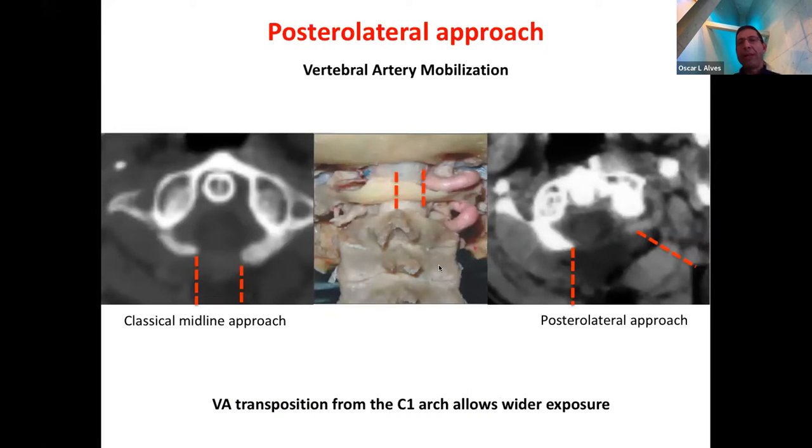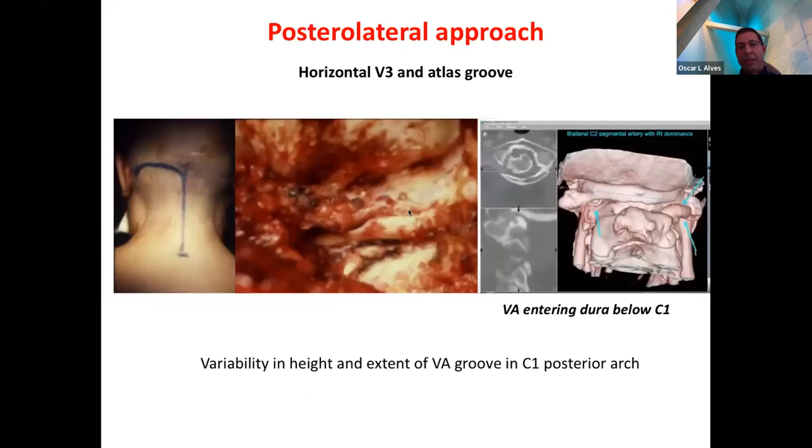So back to the concept of the posterolateral approach. This is your classical midline approach. You see, you don't gain much access. But if you go laterally, you can reach the condyle, the C0, C1 joint. This is the posterolateral approach, and you really get a wide, nice exposure. This is what you see here, the groove of the vertebral artery.